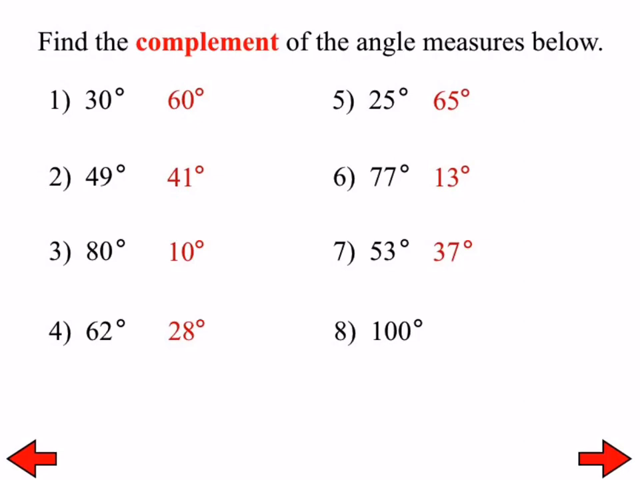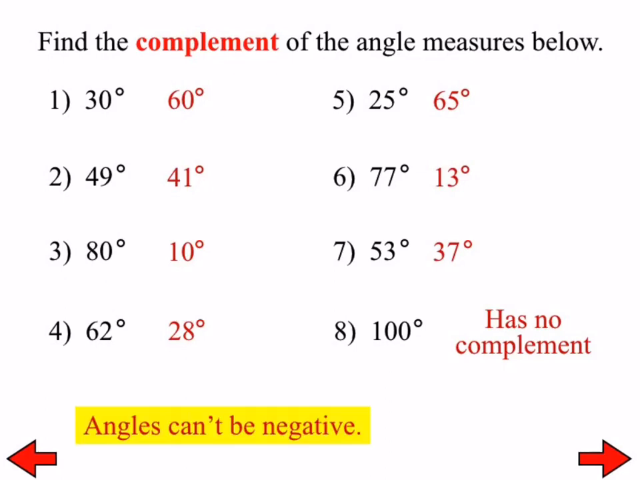So in terms of what we're talking about right here, though, there's no way to represent that. Because if you say negative 10 degrees, that's really a positive 350 degree angle. And positive 350 and 100, guess what? That doesn't make 90. Okay, so in a situation like this, it has no complement. All right, so complementary angles add up to 90 degrees. And for now, angles can't be negative. That's basically what I was trying to say earlier.